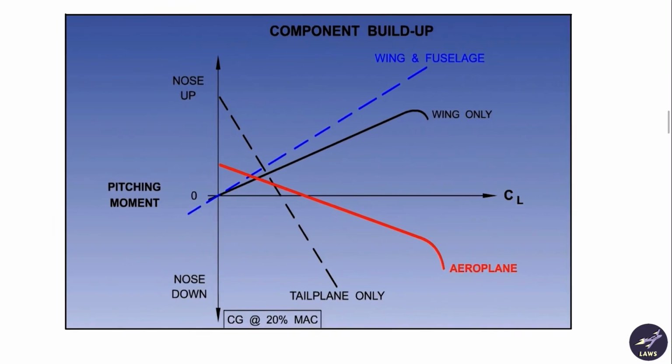So in this graph we see the contribution of different components to the pitching moment. For example, again the gust is coming from down. If you see, the wing and fuselage have a nose up pitching moment. The wing only also has a nose up pitching moment, while the tailplane has a nose down pitching moment. So overall, if we consider all three, the aircraft's pitching moment is stabilizing. It is nose down.